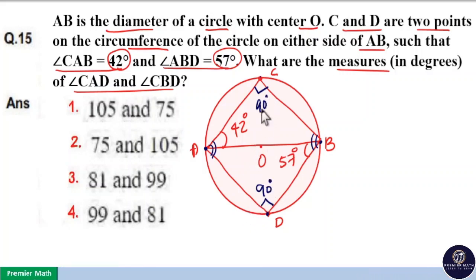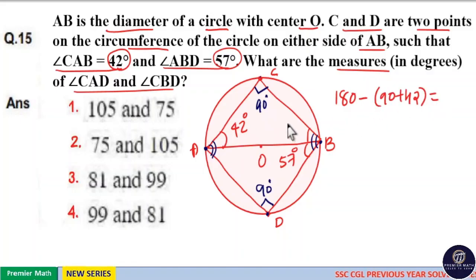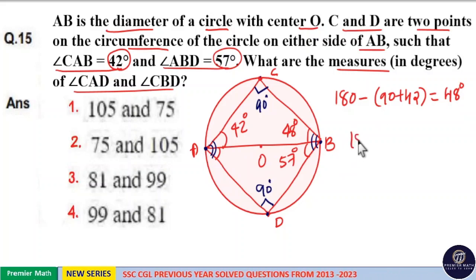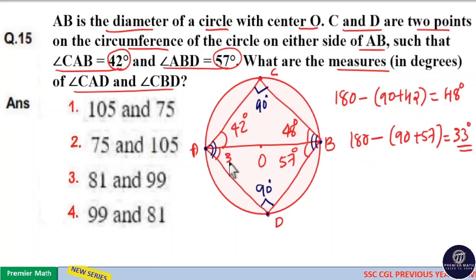Now you can see, if these two are 90 degrees, then if you consider this triangle ACB, this angle is equal to 180 minus (90 plus 42), which is equal to 180 minus 132, that is 48 degrees. Now this is 48 degrees. Now this angle is equal to 180 minus (90 plus 57), and 90 plus 57 is 147. So this is equal to 33 degrees. So this one is 33 degrees.